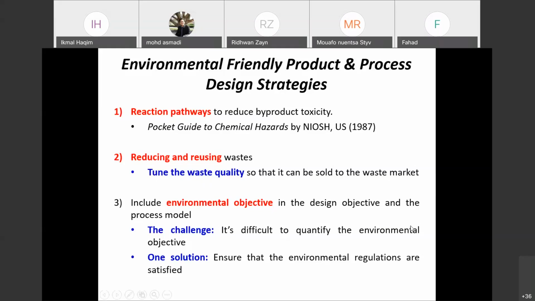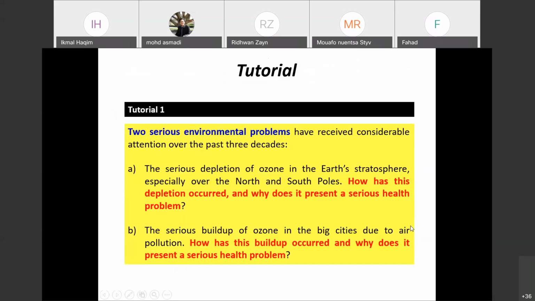Okay, tutorials. Two serious environmental problems have received considerable attention over the past three decades. A: the serious depletion of ozone in the Earth's stratosphere, especially over the north and south poles. How has this depletion occurred, and why does it present a serious health problem? B: the serious build-up of ozone in big cities due to pollution. How does this build-up occur, and why does it present a serious health problem? Can you answer these two questions?